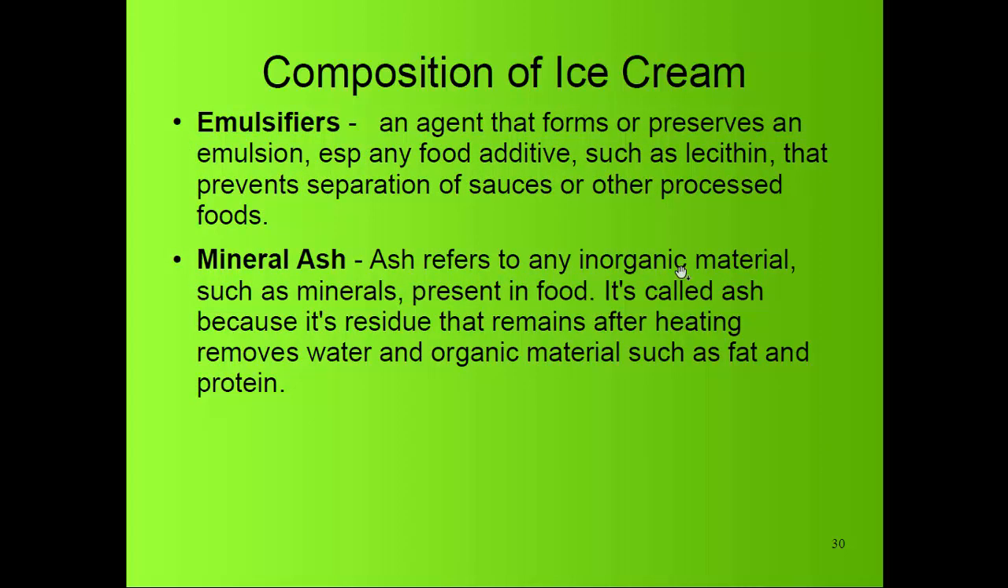There's also something called emulsifiers. This is an agent that forms or preserves an emulsion, especially as a food additive. These are such things as lecithin, and they prevent separation of sauces and other foods. There's also mineral ash, and ash refers to any inorganic materials such as minerals that are present in food. It's called ash because it's the residue that remains after heating removes water and all the organic materials such as fat and protein.